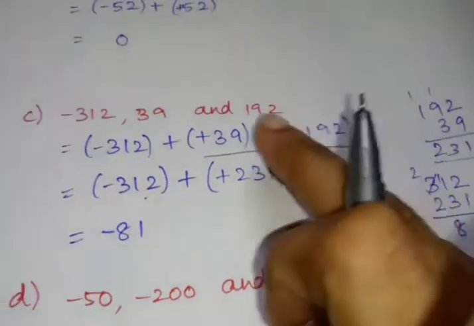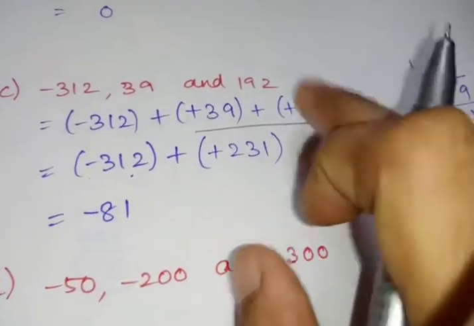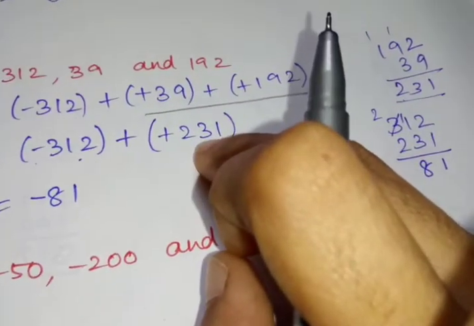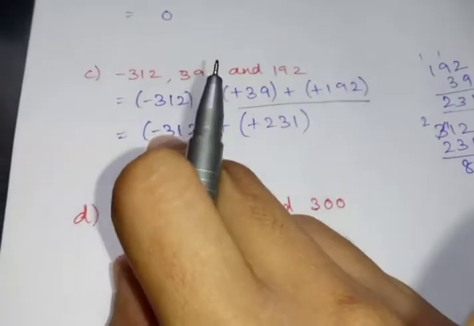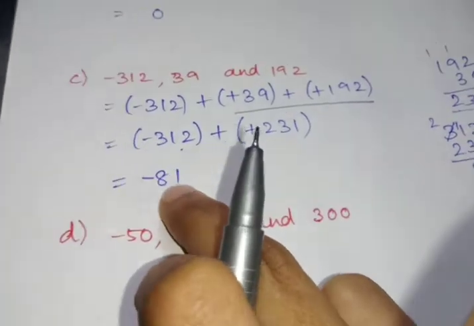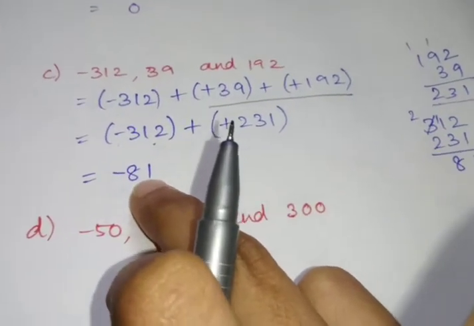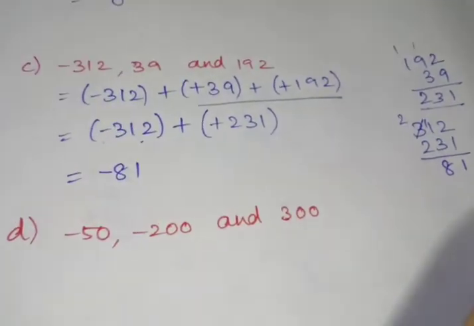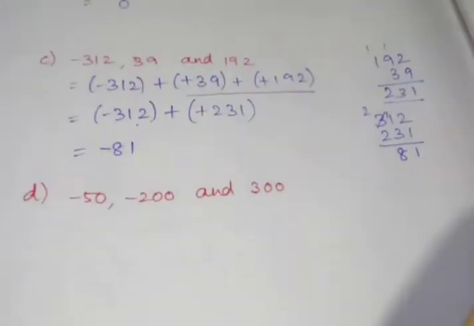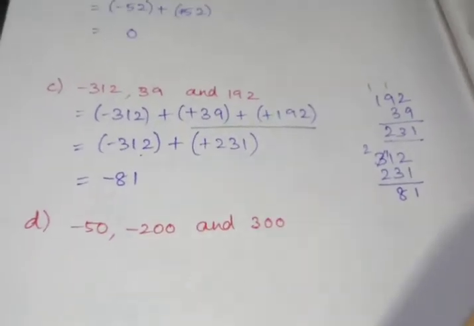Minus 81. First, I have done these two and found the answer. Then, using that, I have subtracted these two and found the answer as minus 81. Okay. So you can verify it and see, no problem, children.